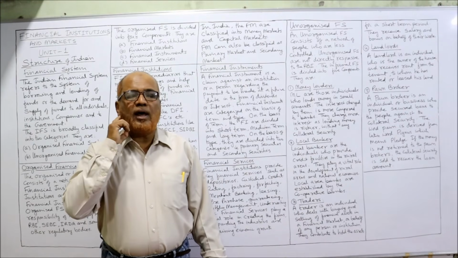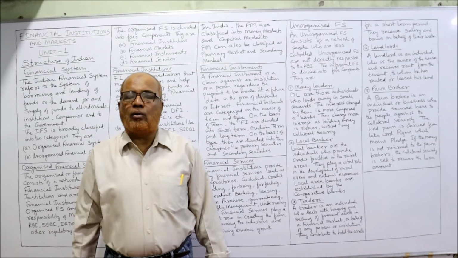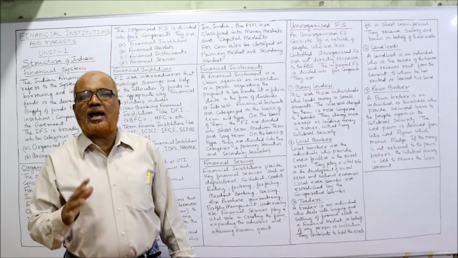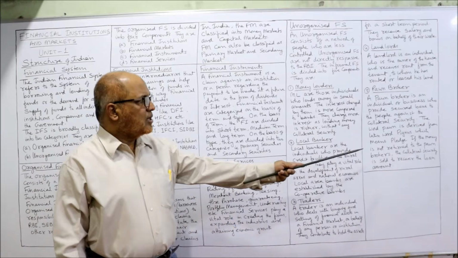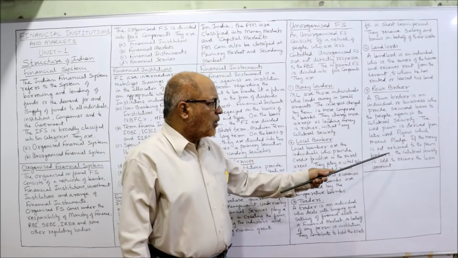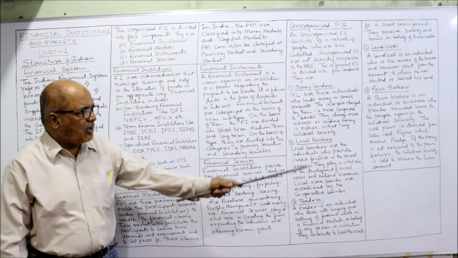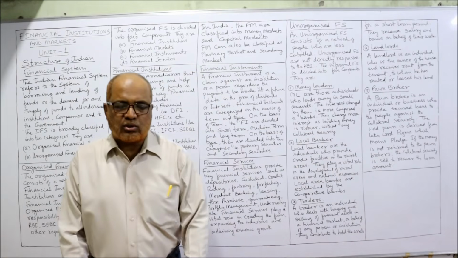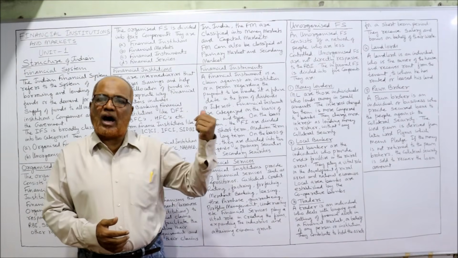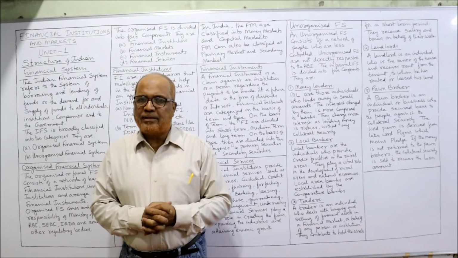If the borrower has not repaid the loan amount, the pawnbroker will sell away the security and realize the amount of the loan. So if the money is not returned to the pawnbroker, the collateral security is sold to recover the loan amount. So these are the 5 components of the unorganized financial system.